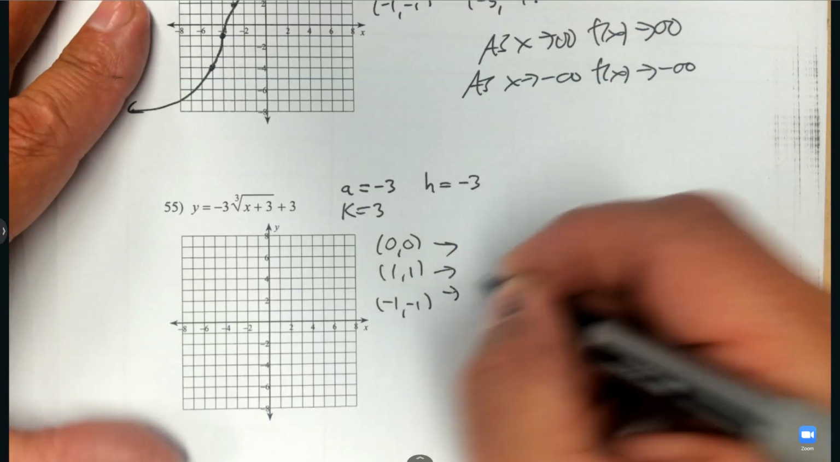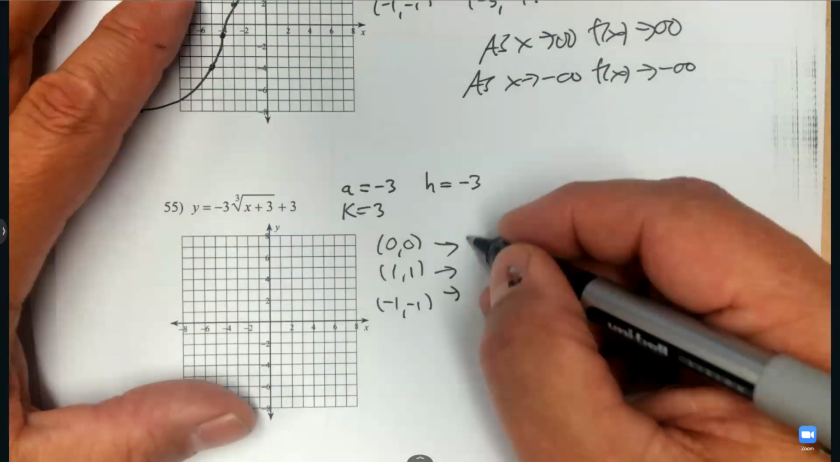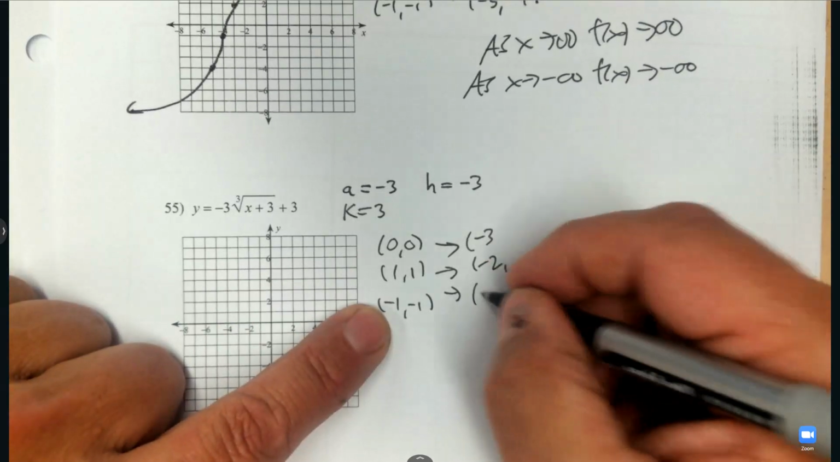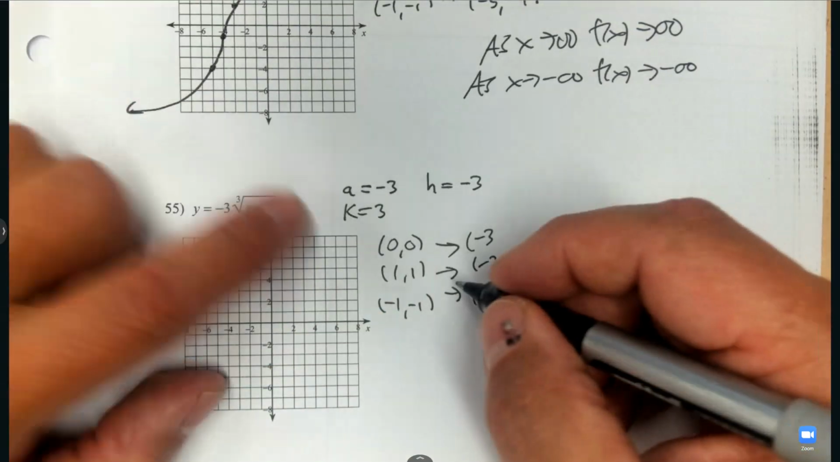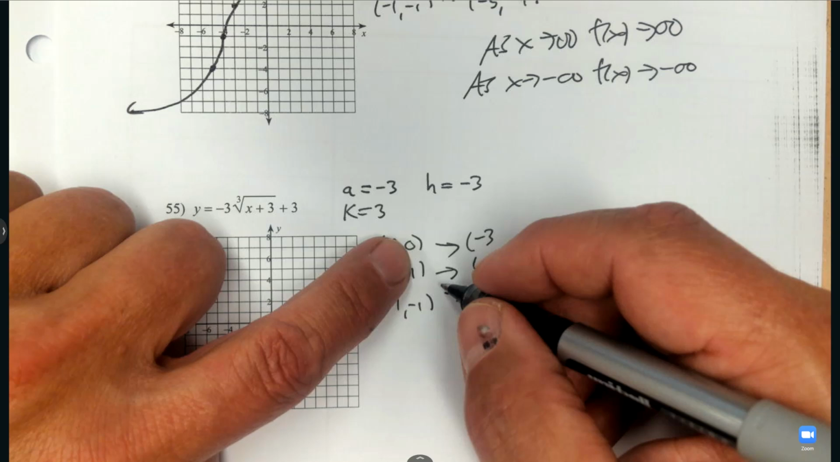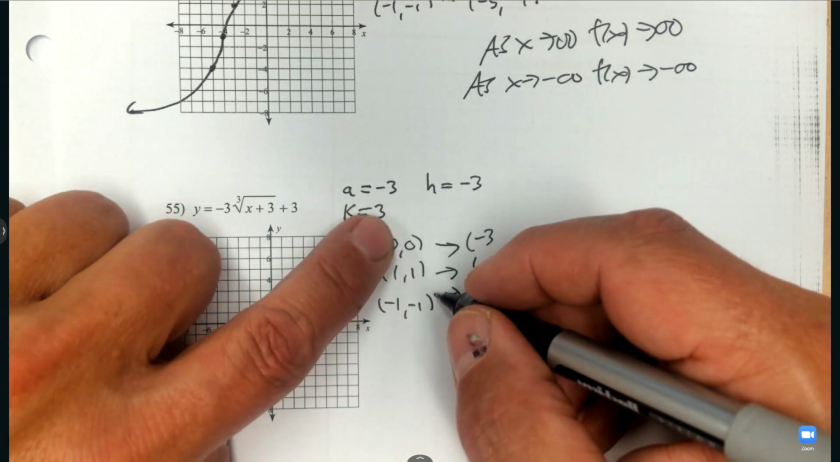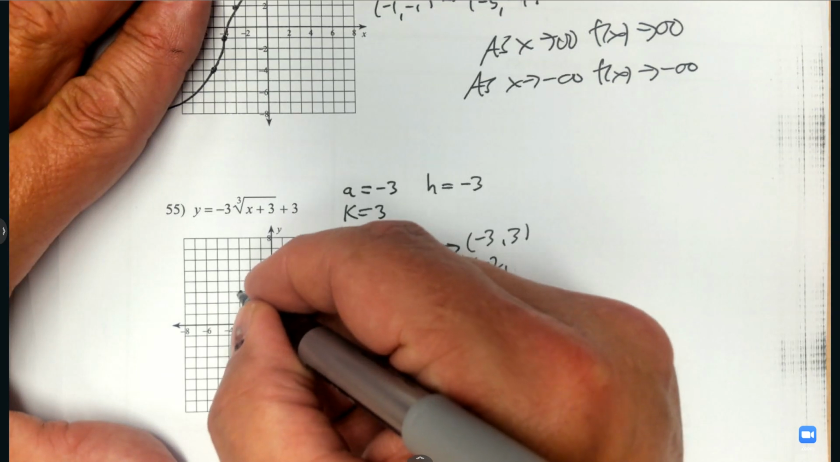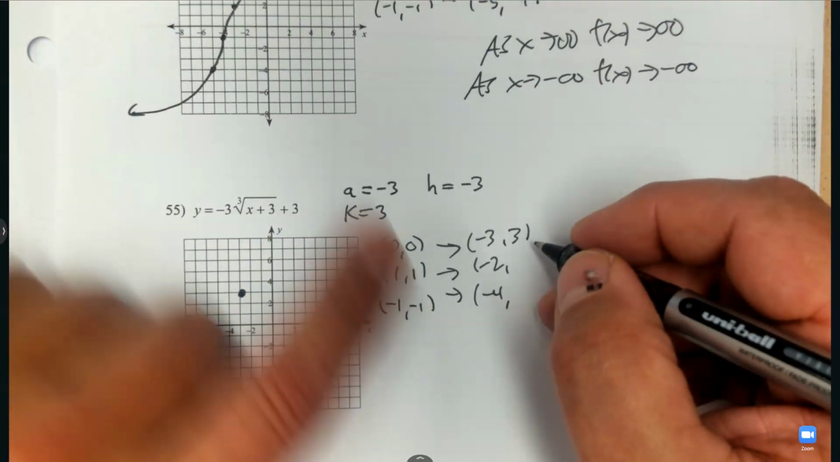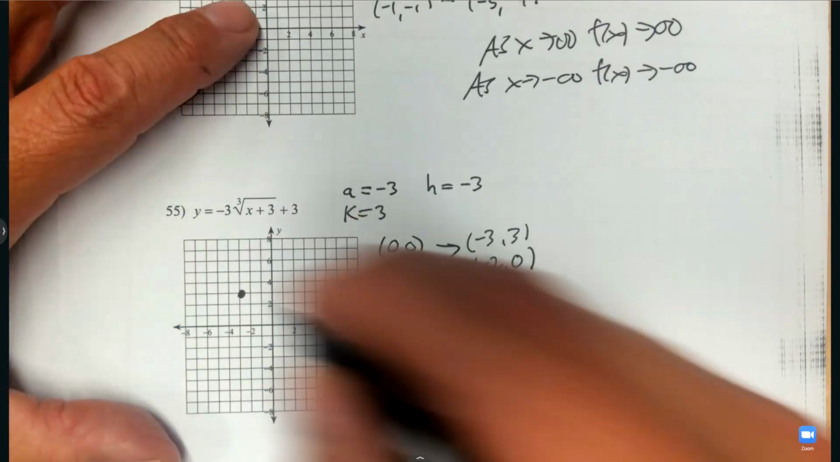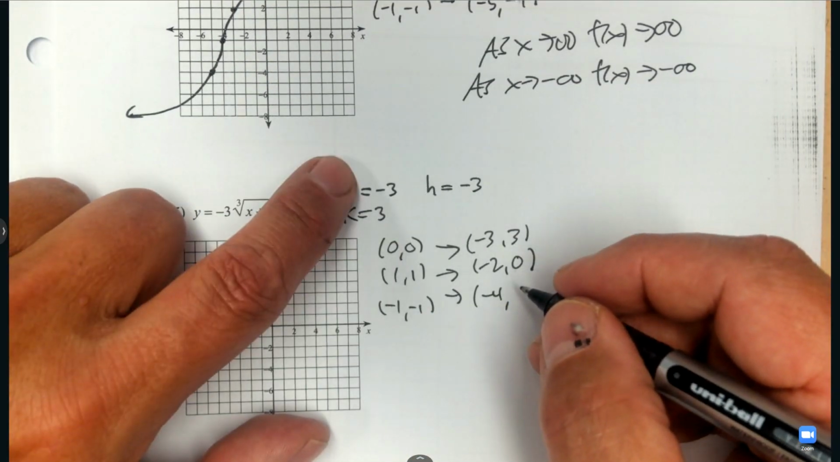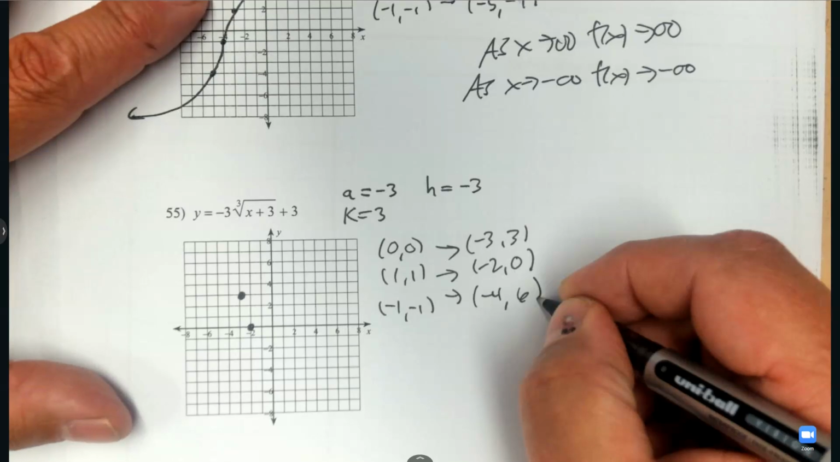Did you change these points correctly? So subtract 3. 1, take away 3. -1, take away 3. To change the y, we multiply and then add. So 0 times -3 is 0, add 3, that goes on my graph. 1 times negative 3 plus 3 is 0, that goes on my graph. Negative 1 times negative 3 is positive 3, plus 3, 6, that goes on my graph.